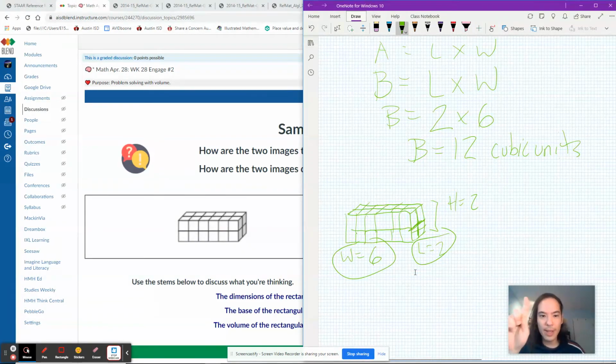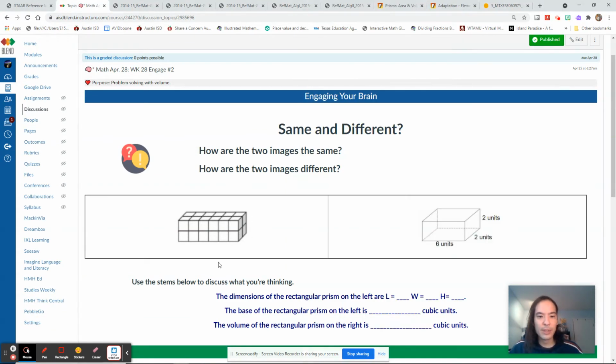But only one layer has 12 cubic units. 1, 2, 3, 4, 5, 6, 7, 8, 9, 10, 11, 12. So the bottom layer, the base of the rectangular prism on the left, is 12 cubic units because it is 6 by 2. 6 times 2 is 12. So the base of the rectangular prism on the left is 12 cubic units.